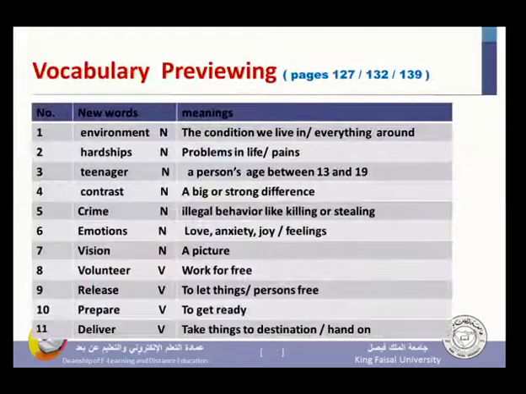I just would like to make it very clear that in the exam, in the final, I'm going to concentrate on the words that I've already given to you, their meanings. For example, look at this slide. We have the word environment. I give you that its meaning, or some of the possible meanings, is the condition we live in or everything around.